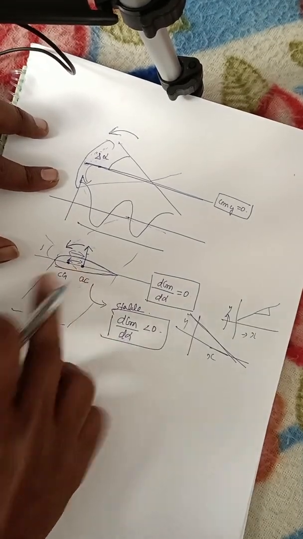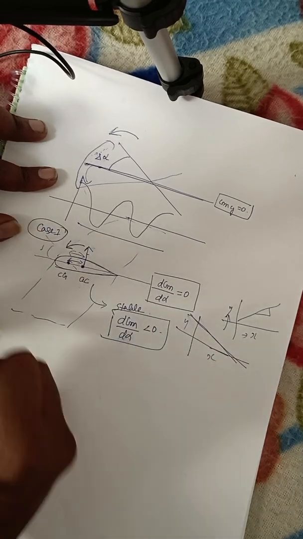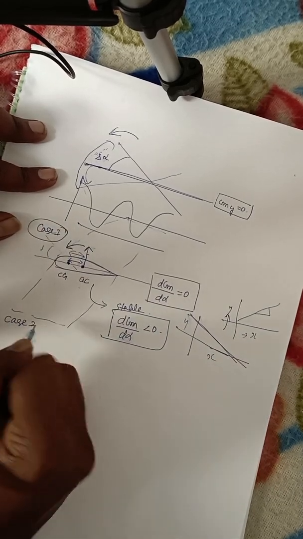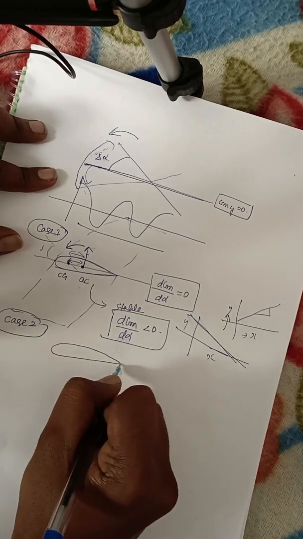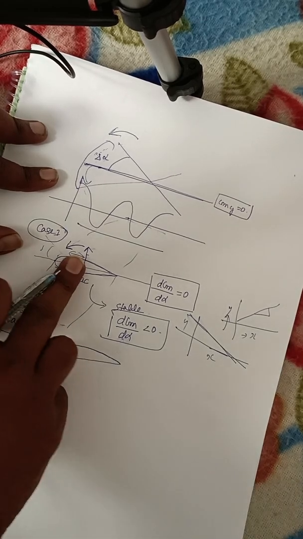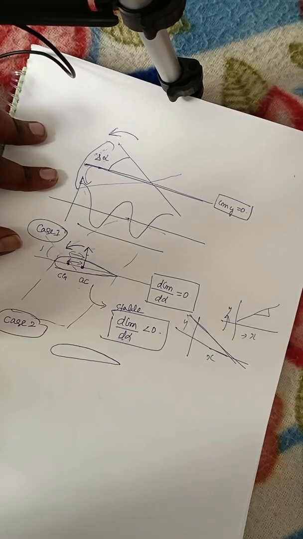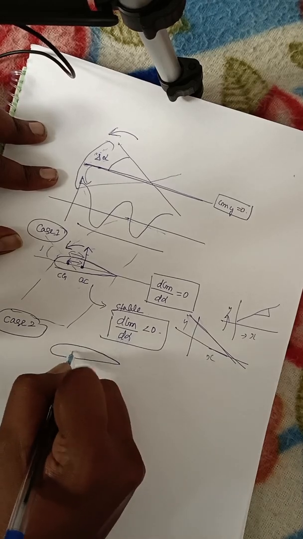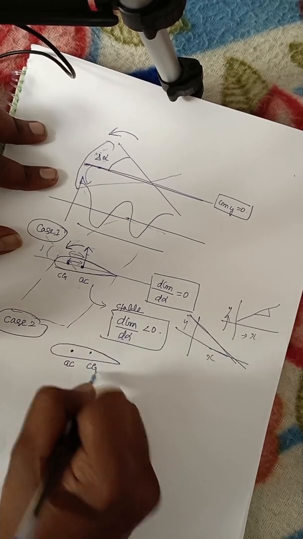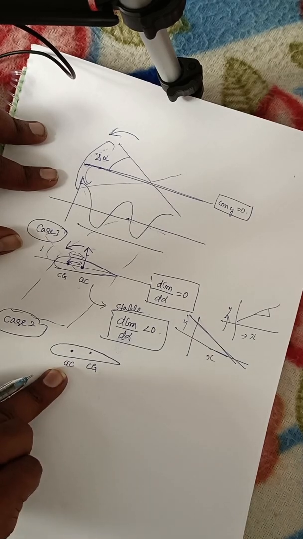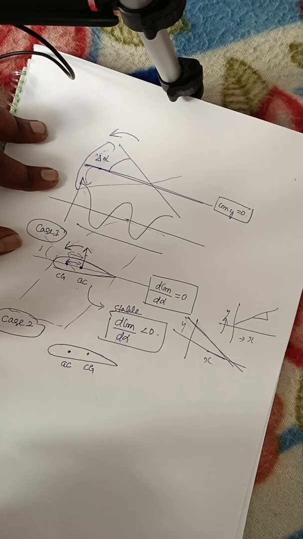This is the condition, case 1. Now consider case 2. Same aerofoil. Consider it as a symmetric airfoil, or cambered. Consider this as a symmetric airfoil. But here I am placing the AC point here and the CG point here, which means I am placing the CG point behind my AC point. Okay, now if there is an increase in angle of attack, what happens now?